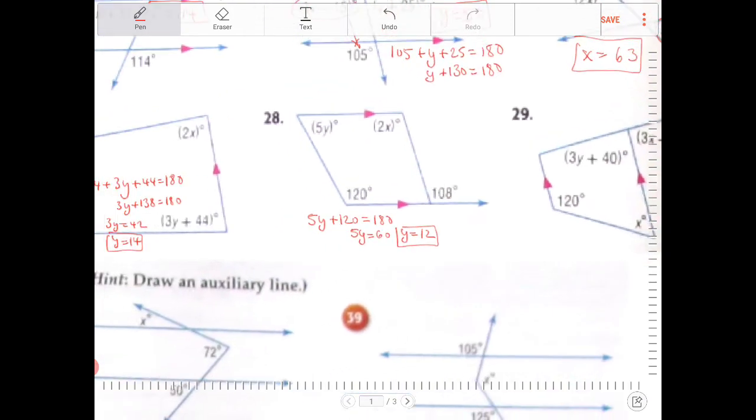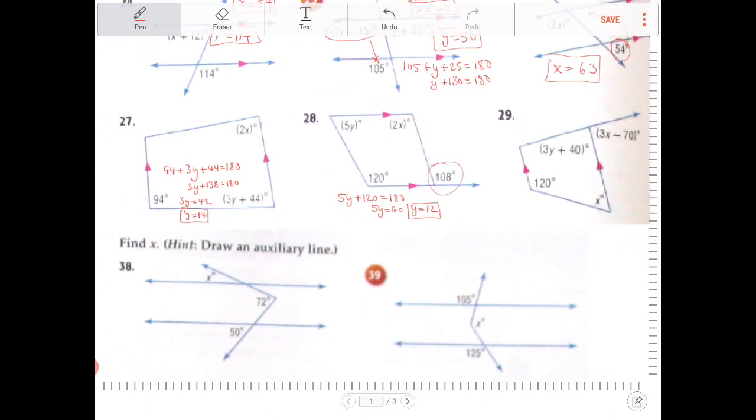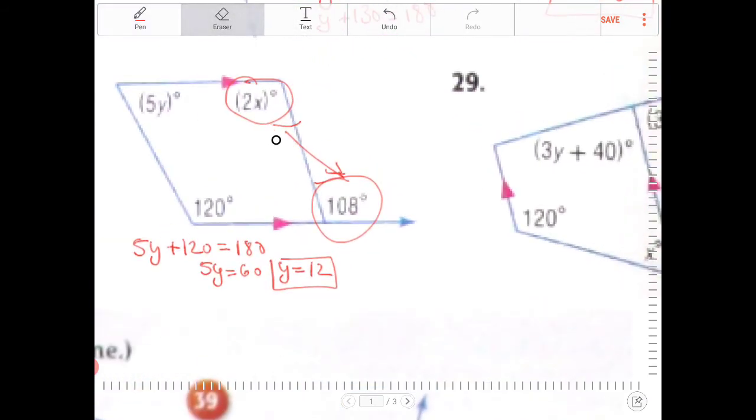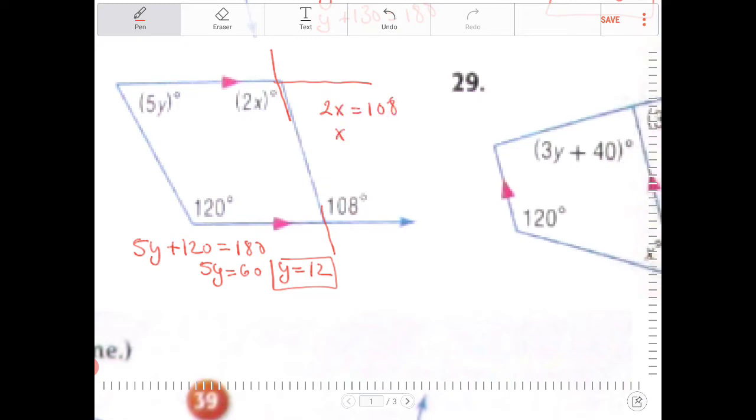So now this problem is solvable, unlike the last one, because I'm given this information over here. These two are alternate interior angles. Why? Because if I extend this and extend this, can you guys see that this is actually alternate interior, right? So 2x will equal 108 because alternate interior angles are congruent. So therefore x will equal 54.